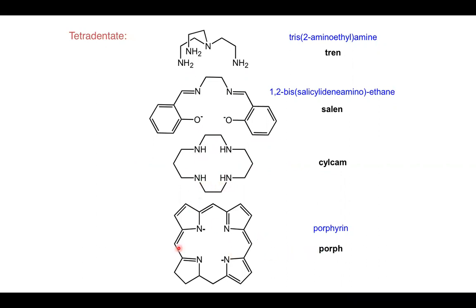And then porphyrin rings. So this is porphyrin, the simplest, commonly referred to as porph. This is an analog of the way that iron is held in hemoglobin. So typically an iron metal would sit in the middle here, and that's kind of how hemoglobin, the complex, is structured.